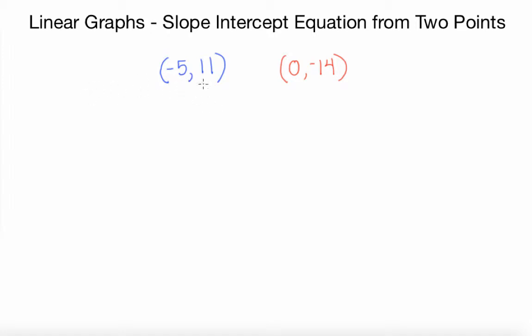We got the point -5 and 11. I'm going to go ahead and write that -5 is an x value and 11 is a y value. And I have the point 0, -14. So another point with an x value of 0 and a y value of -14. So 1 point, 2 points.